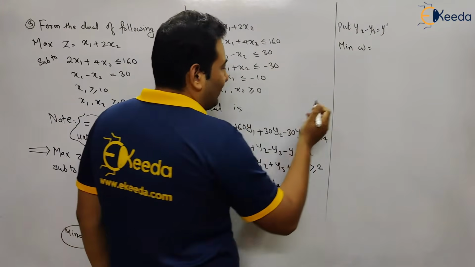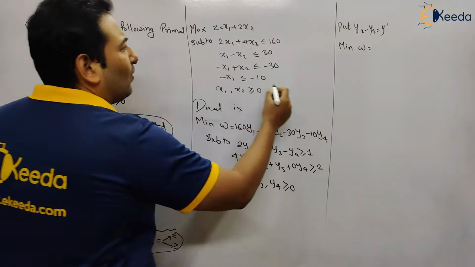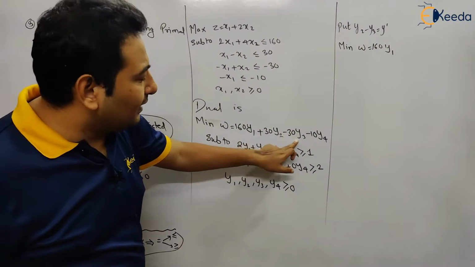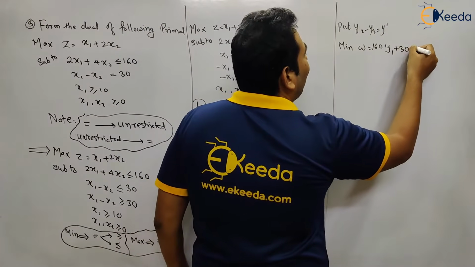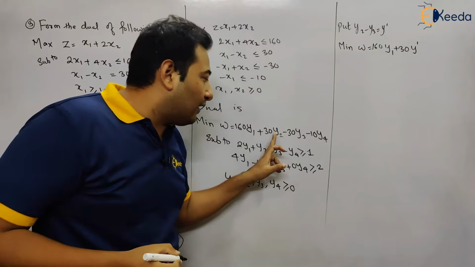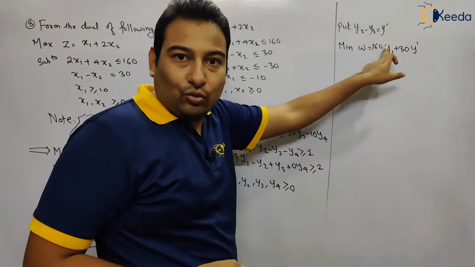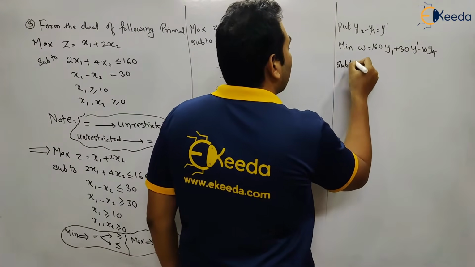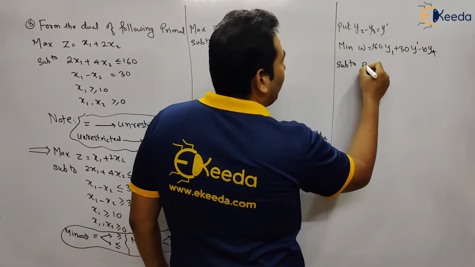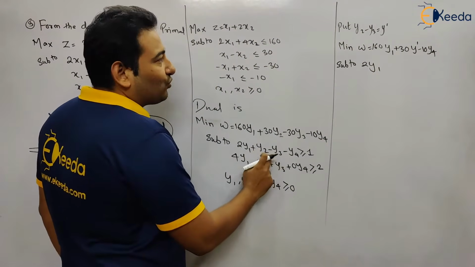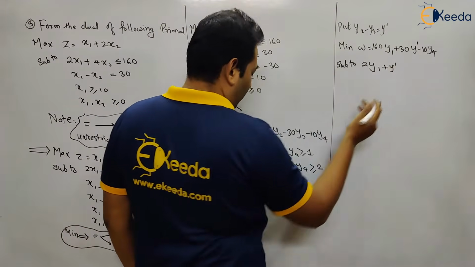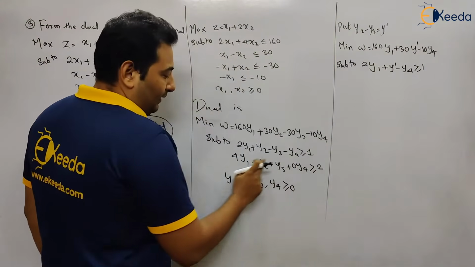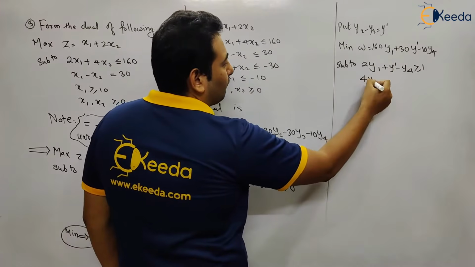W is equal to 160 y1. Is it 160? Yes, 160 y1. And this, if you take 30 common, so this is 30 y dash basically. If you take 30 common from this, that will become y2 minus y3, and y2 minus y3 is y dash, minus 10y4, subject to, this is 2y1, this y2 minus y3 is actually y dash, so plus y dash, replace this y2 minus y3 with y dash, minus y4 greater than equal to 1, and here this is 4y1.